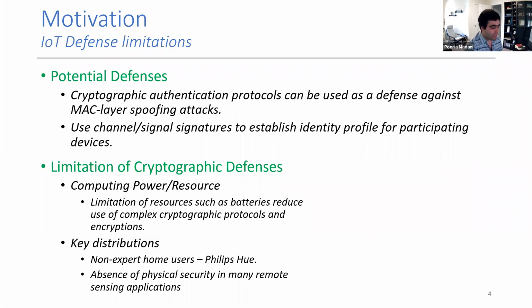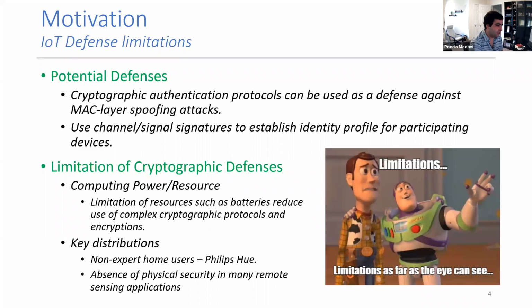For example, it was published that Philips Hue smart bulbs forgo proper key distribution and authentication protocols, because they were targeting home users, and they wanted home users to have the luxury of just putting the bulbs in and having them work. They don't necessarily need to understand the pairing and so forth. So these are the actual limitations of cryptographic defenses, which opens the door to studying other forms of signature and profiling for identity.